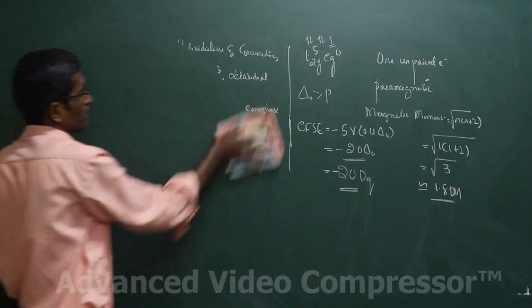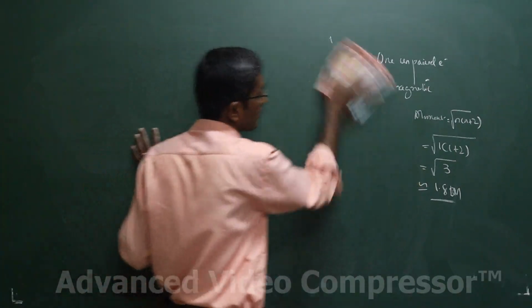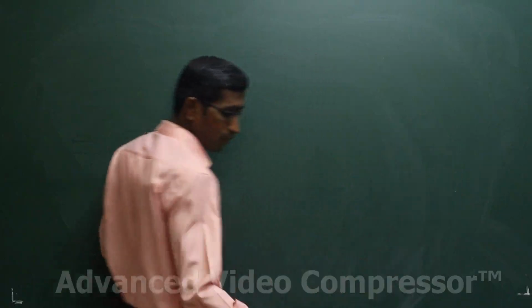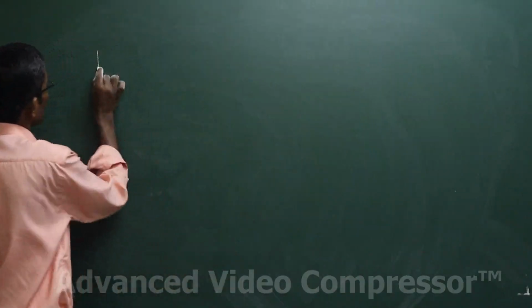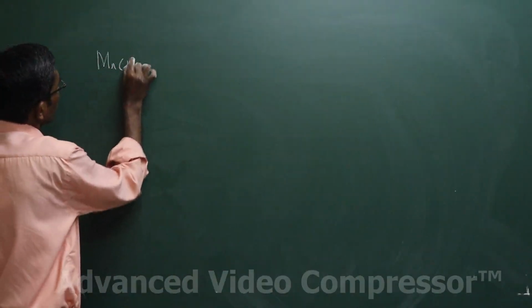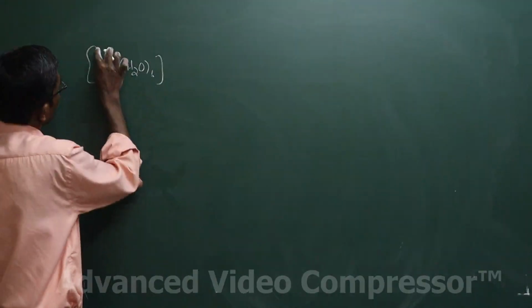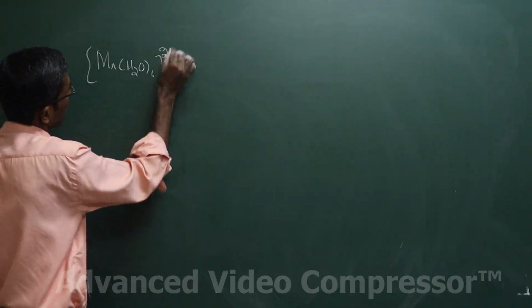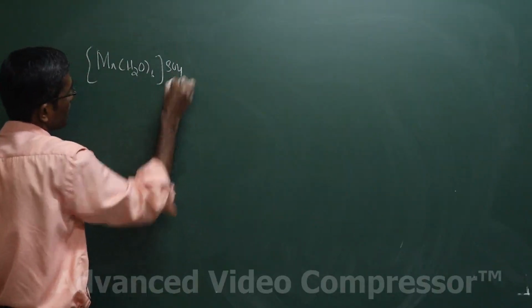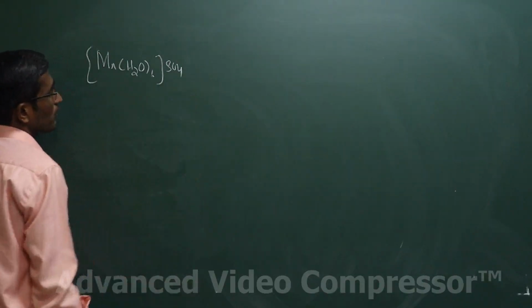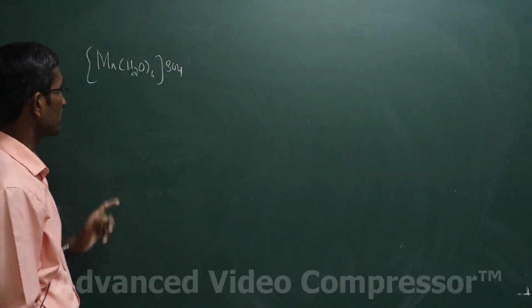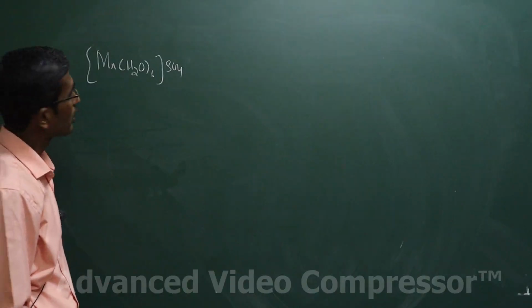And we'll bind it up, students, from the octahedral side. For example, I will take the manganese complex, [Mn(H2O)6]2+, or I'll write it as the sulfate. How do you name this? Hexaaqua manganese(II) sulfate.